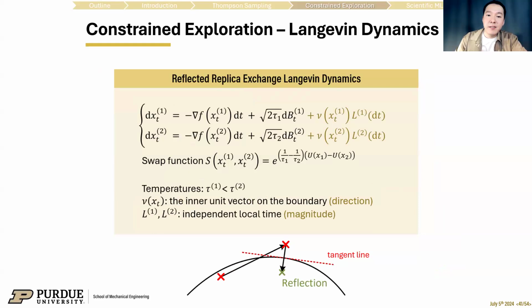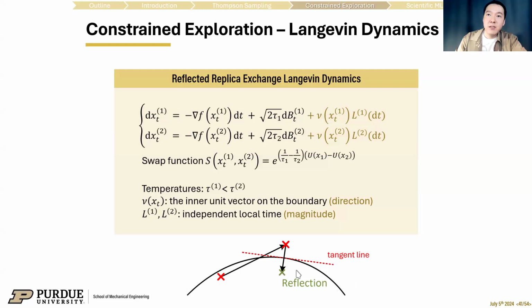And based on that, this is the design of reflected replica exchange. So you will see we have some extra terms here. So nu is the inner unit vector on the boundary, which denotes the direction of reflection. And L1 and L2 are independent local times, which denote the magnitude. And here is a figure to illustrate the reflection.